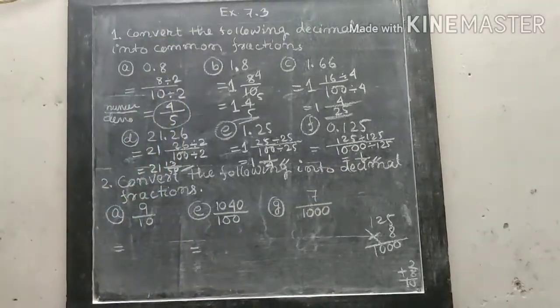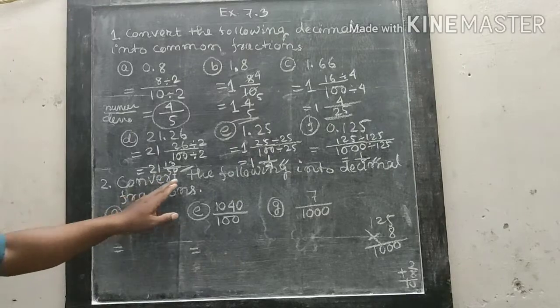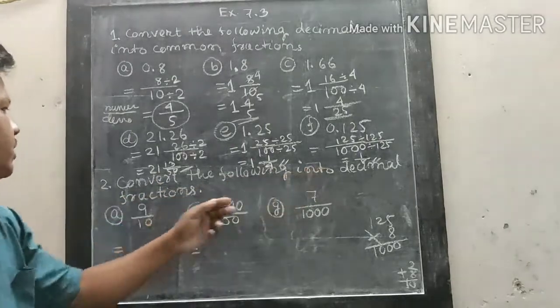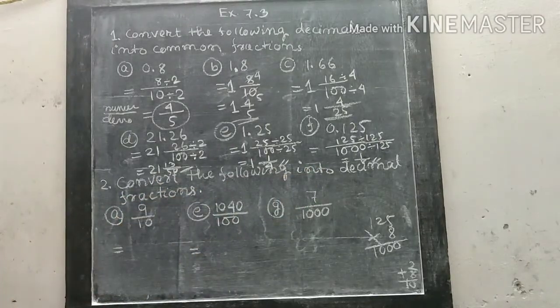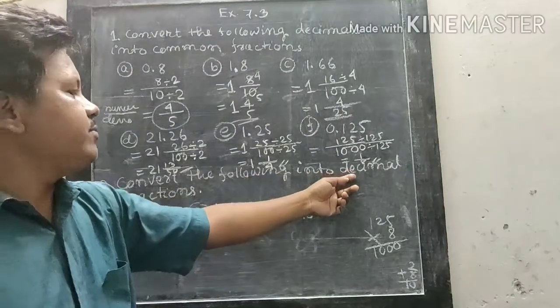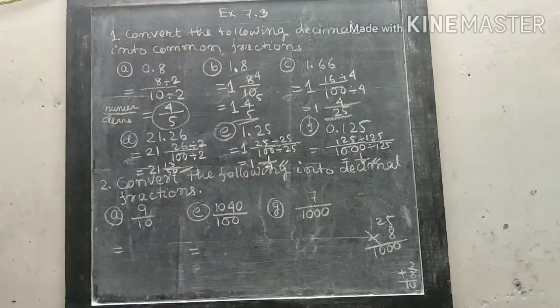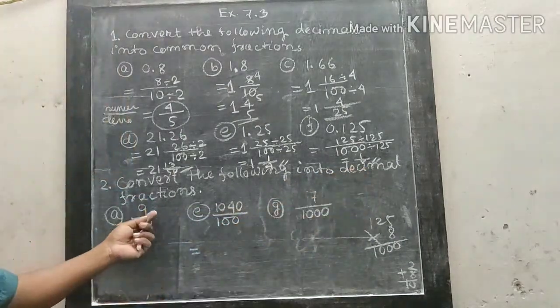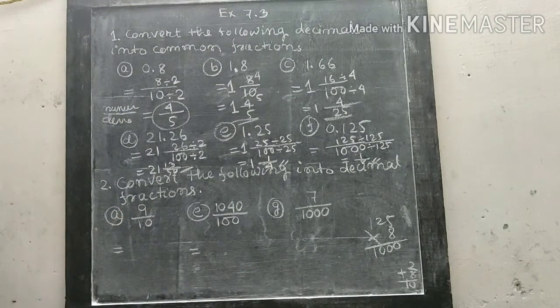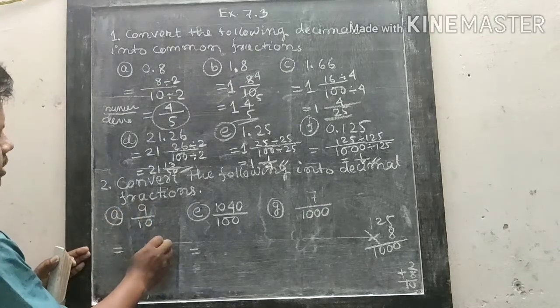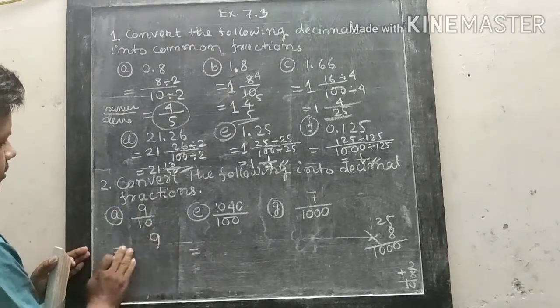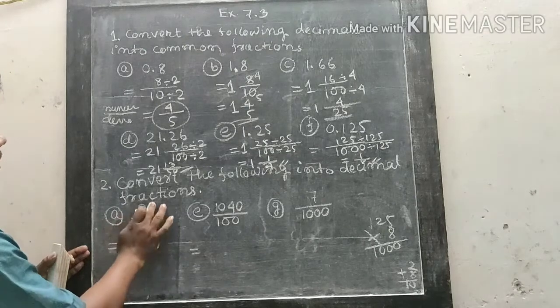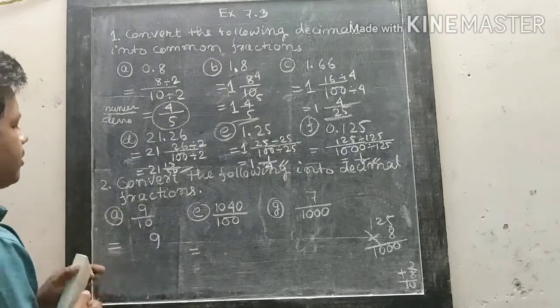Now next, convert the following into decimal fractions. Decimal means points. We shall have to write this in decimal, in points. So the numerator here we shall have 9, and the denominator is 10.